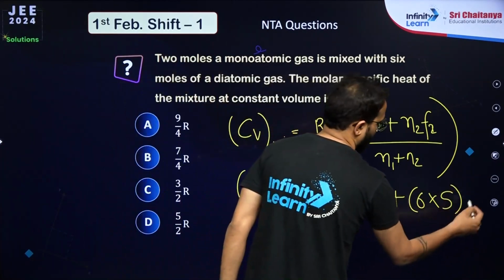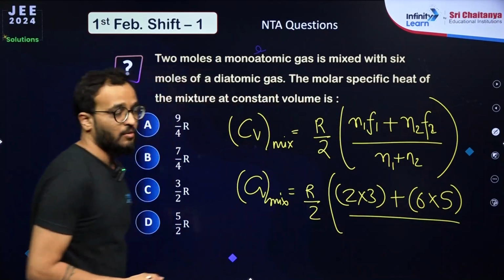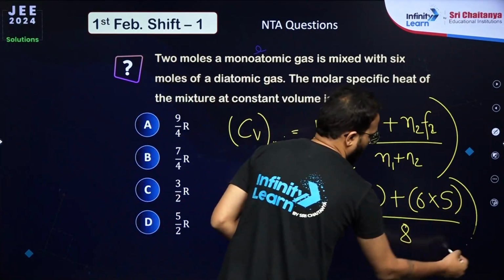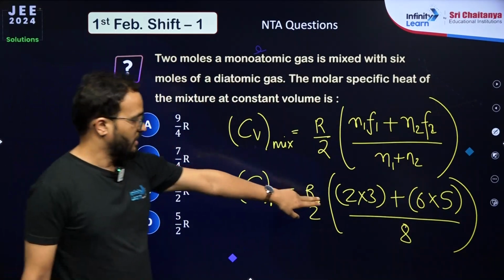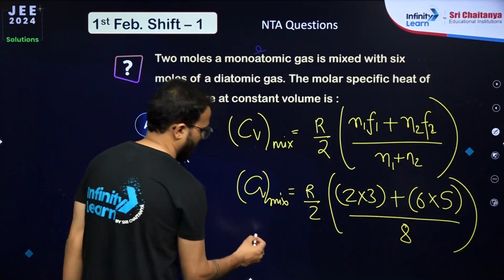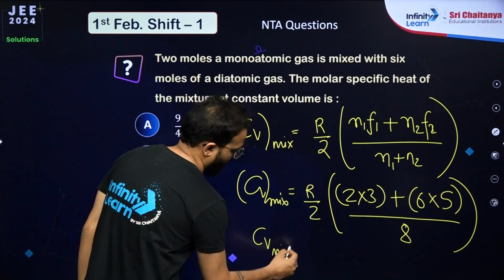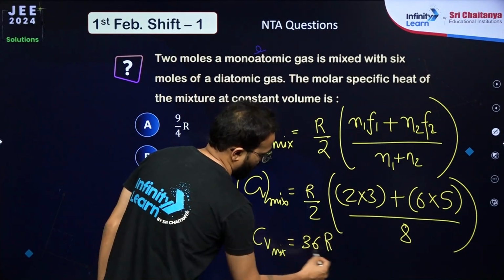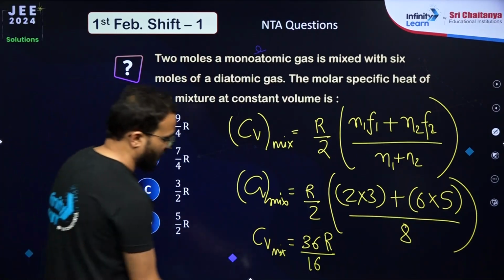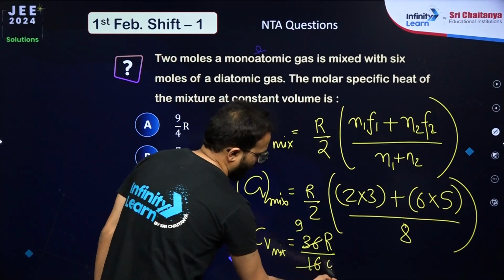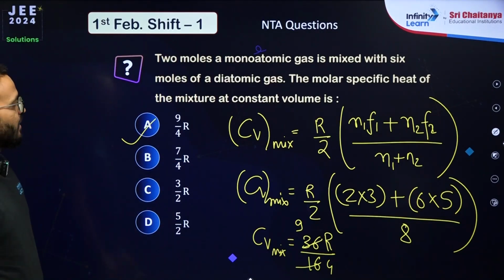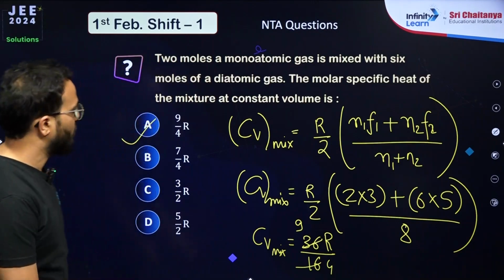Okay. Upon 2 plus 6, which is how much? 8, right? 2 moles and 6 moles, 2 plus 6 is 8. Now let's solve it. 2 3s are 6. 6 5s are 30. 36 upon 8. So CV of the mixture will be 36 R by 16. Right? 36 R by 16. Now tell me, so it will be how much? 4 9s are 36, 4 4s are 16. So 9 R by 4. Which option is correct? The first option is correct. 9 R by 4. Clear? It was a simple formula-based question. Very easy to solve.